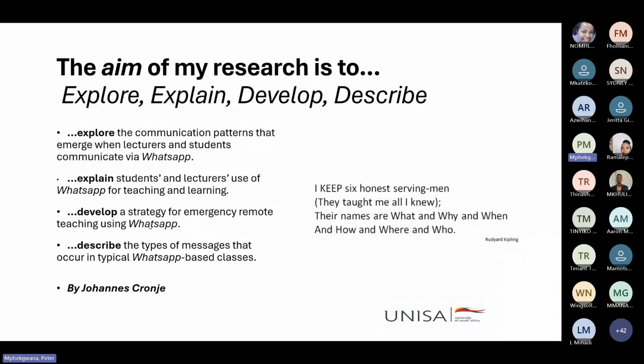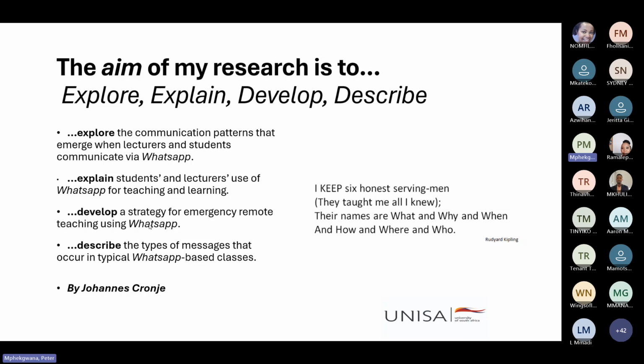So you see that when you start putting the how, then this becomes a research question. It's no longer a research objective, because the research objective is that the aim of the study is to explain students' and lecturers' use of WhatsApp for teaching. That is a research objective. Then if you want to convert this into a research question, you can say, how do students and lecturers use WhatsApp for teaching and learning. That will be a research question.